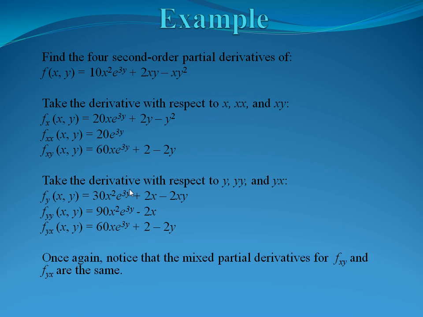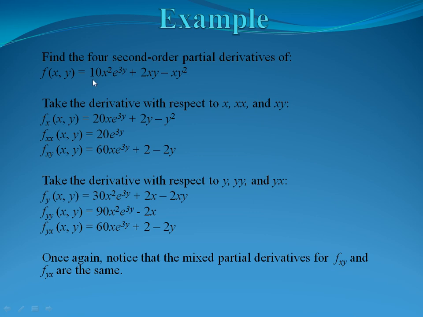Okay, let's look at one more example, and again let's look at one that has an e term in it to make sure that we have all the partials down. So we have the function 10x squared e to the 3y plus 2xy minus xy squared. So let's start by taking the first derivative with respect to x.